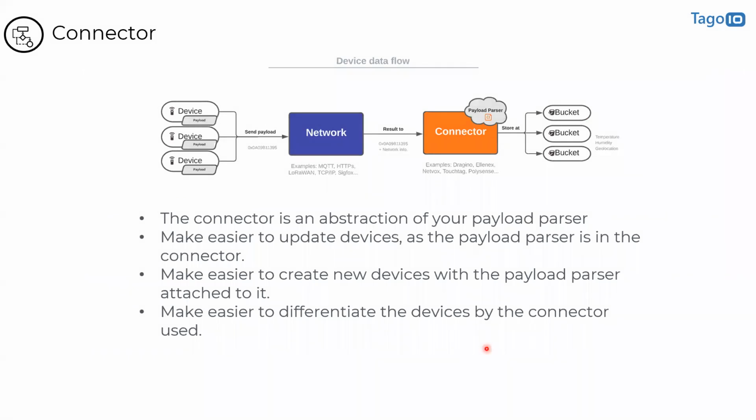So once you have your payload parser done, what you want to do is create a connector. The connector is nothing more than an abstraction of your payload parser. So you can create devices using this connector, and all the devices using this connector will run the same payload parser or decoder, depending on your use case. Using the connector makes it easier for you to update the decoder for all the devices, so you don't need to go one by one editing the code. It also makes it easier to create new devices.